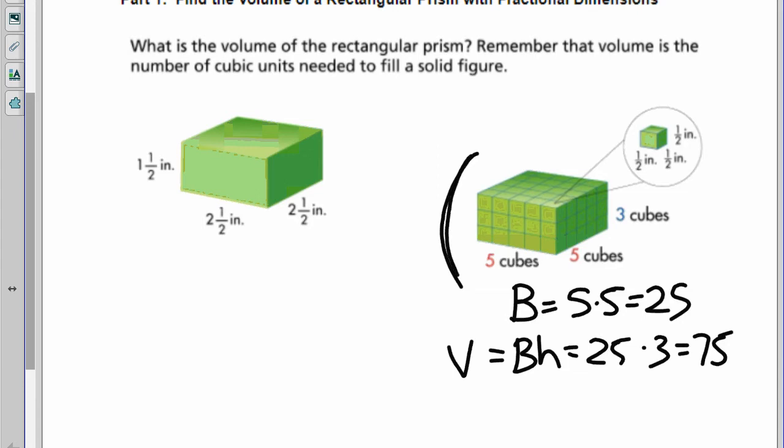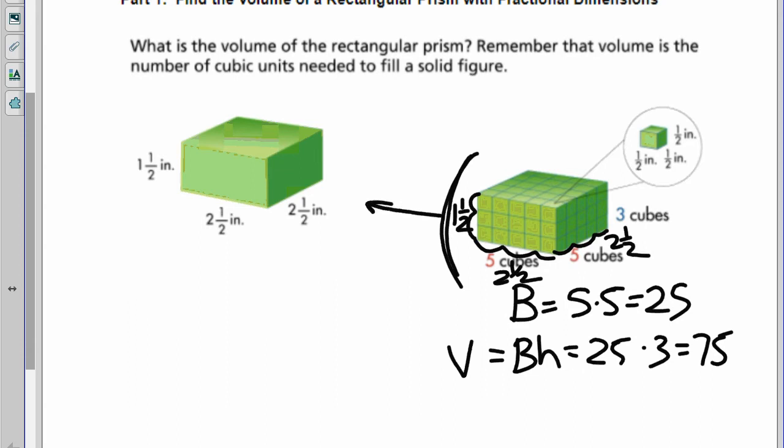But those cubes aren't 1 unit cubes in this problem. They're half unit cubes. So this is 1 whole, 2 wholes, and a half. So this is 2 1/2. This is 1 whole and a half. That's 1 1/2. This is 1, 2 1/2. 2 1/2 units. So that's where these measurements come from.